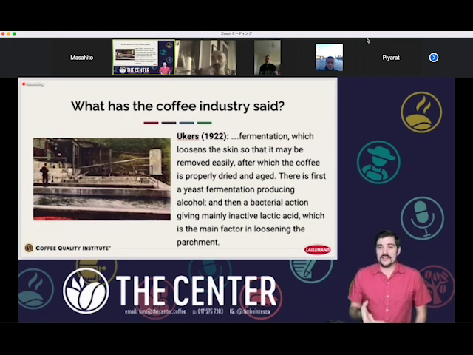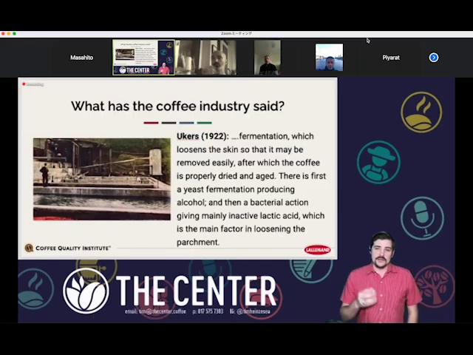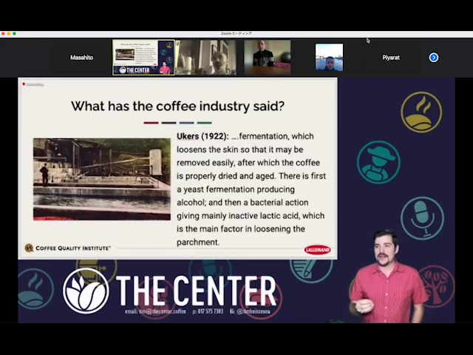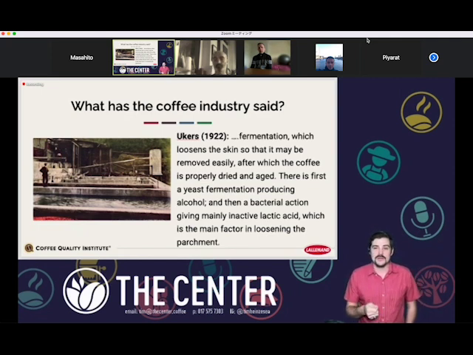But Uckers essentially defines fermentation as the loosening of the skin so that it may be removed easily, after which the coffee is properly dried and aged. Interesting to note the intentional aging, but we won't go there because that's not the content of this class. Uckers goes on to say, and this is going back to 1922, there is first a yeast fermentation producing alcohol, and then a bacterial action giving mainly inactive lactic acid, which is the main factor in loosening the parchment.